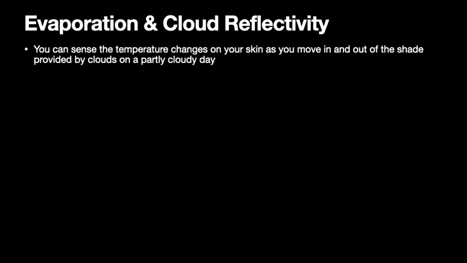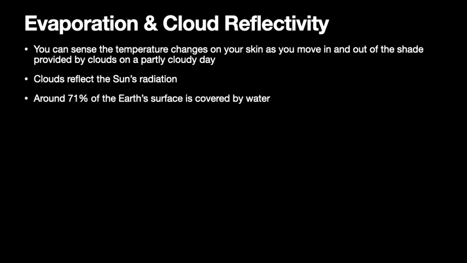Well, where does water vapor come from? Well, it comes from evaporation, right? So you can sense the temperature changes on your skin as you move in and out of the shade provided by clouds on a partly cloudy day. So to get clouds, you've got to have evaporation. And those clouds reflect the sun's radiation.